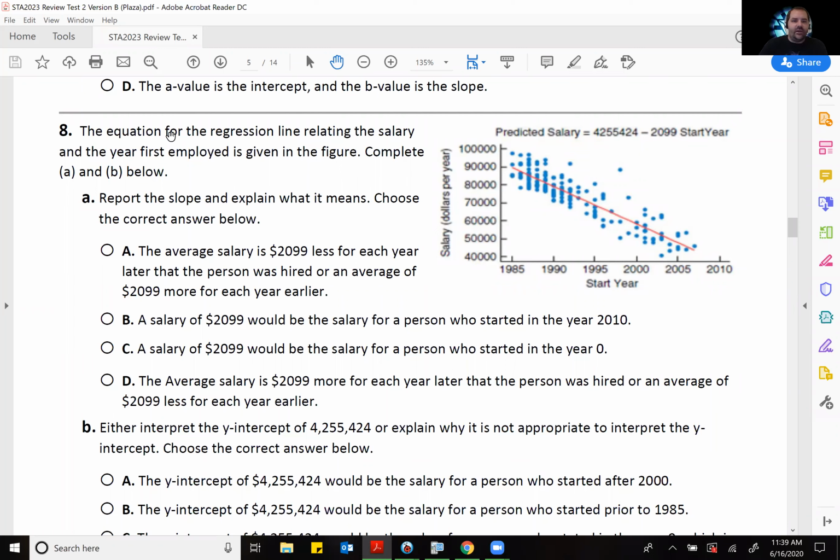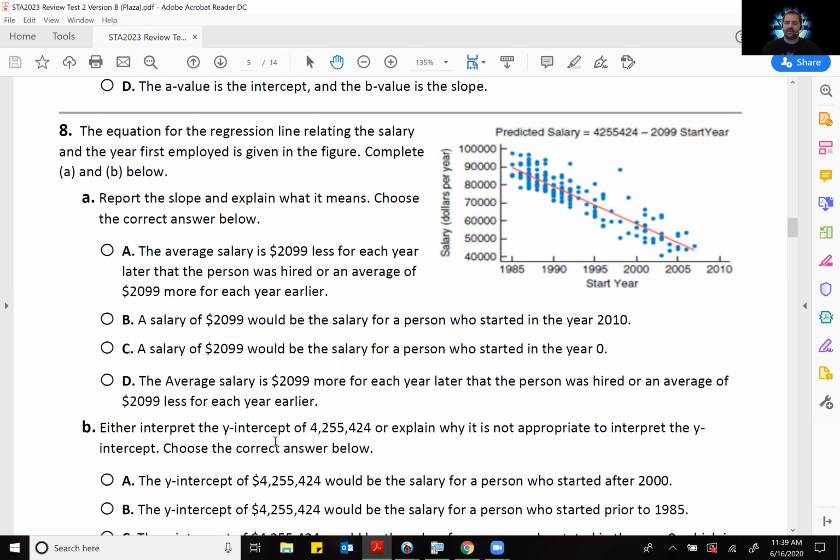It says that the equation for the regression line relating the salary and the year first employed is given. That equation's right up here at the top. We're still in 4-2 because they're asking us about the slope and the intercept to interpret. So question A says, interpret the slope. What does it mean? Which one of these is it? Is it A? It is A.